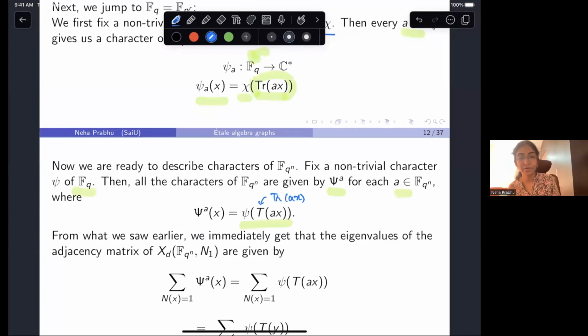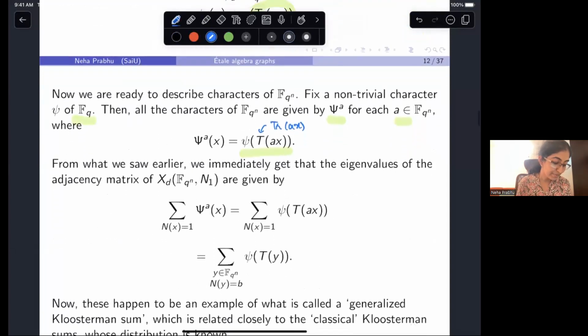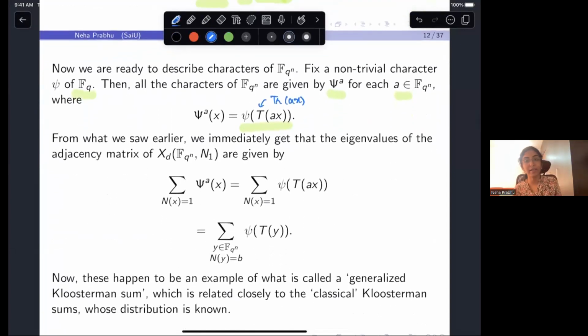Yeah, I think when I introduced the trace notation, I just stuck to t, and so I've written t here. From what we saw earlier, we know that the eigenvalues are given by summing the characters at the points which we've chosen to be our symmetric or maybe non-symmetric set, using which we are drawing the edges. In our case, it was the norm 1 elements. And so we sum over psi a of x for each a.